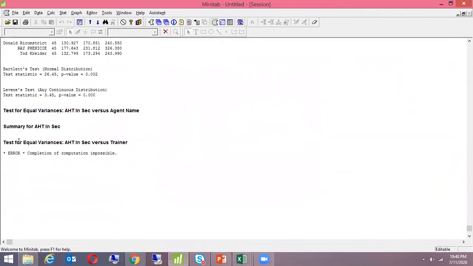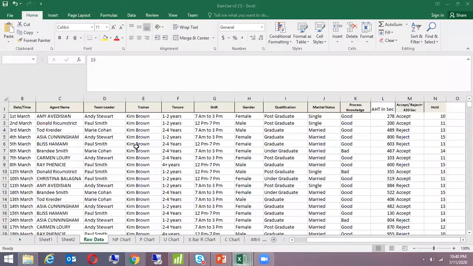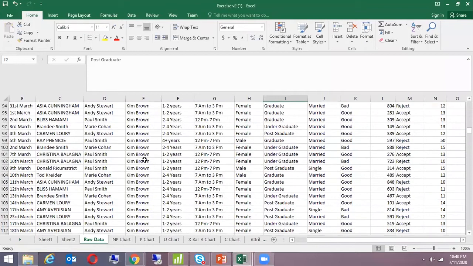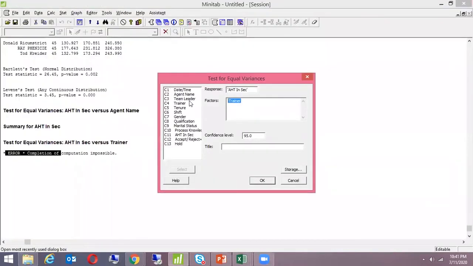Okay, so there is only one trainer, so Minitab has shown me an error. Let's see in Excel. Trainer, yeah, there is only one trainer, Kim Brown. So I can't do this test. I need to have some variables to do that. So it has thrown me an error, so I can't do it for trainer. Let me pick marital status. Very interesting observation. I want to see whether people who are married or single, who is coming with more variance.